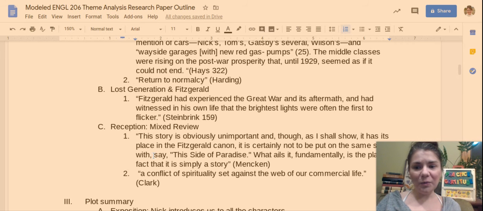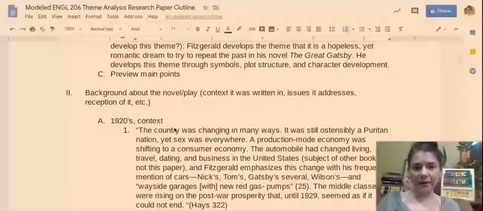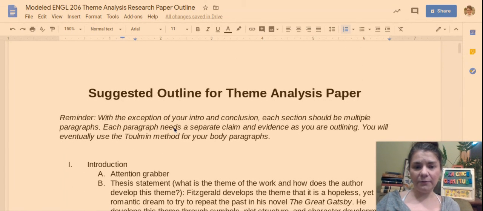Okay, I hope this is helpful for you. I'm going to post this modeled example as well so you have that, that you can look at my modeled example. If you have further questions, just email me. And if you also want me to take a look at your outline, I can do that.